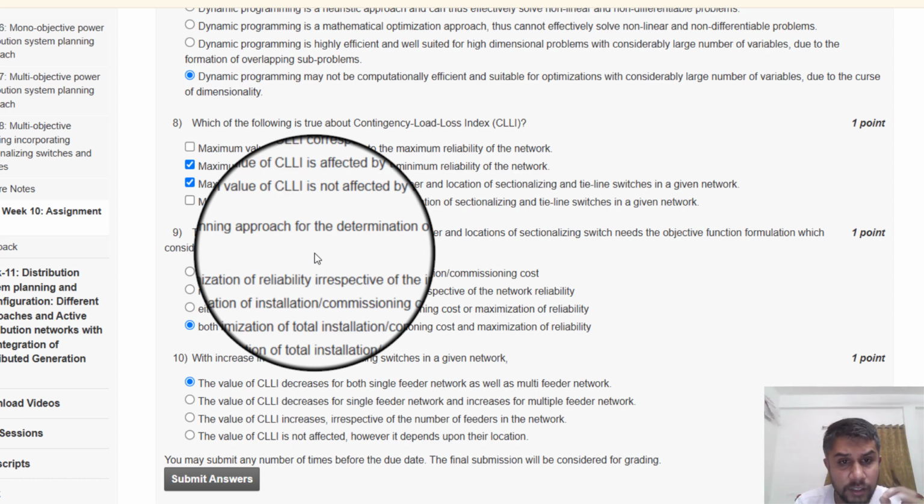Now 9, the planning approach for determining the number and locations of sectionalizing switches needs an objective function formulation which considers both minimization of total installation or commissioning cost and maximization of reliability. So answer D is correct. With an increase in the number of sectionalizing switches in a given network, we are decreasing the value of CLLI, meaning improving the reliability of a single feeder network as well as a multiple feeder network. So option 1 is correct.